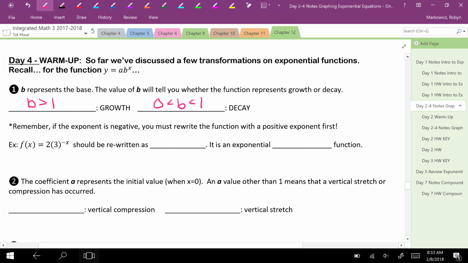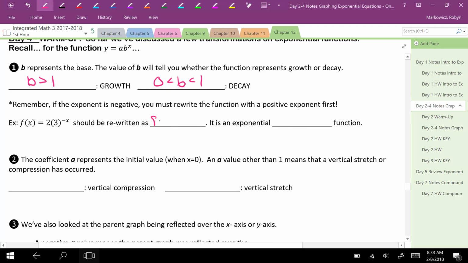What do you want me to change? Good. We're going to change 3 to 1 over 3. And what do we do with the exponent? Make it positive. So now what type of function is this? Exponential decay, because we have 1/3. Did we have to rewrite it in order to determine if it was growth or decay?